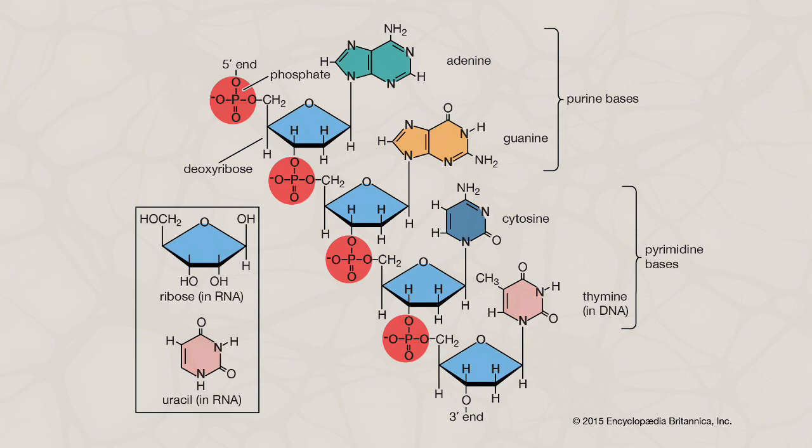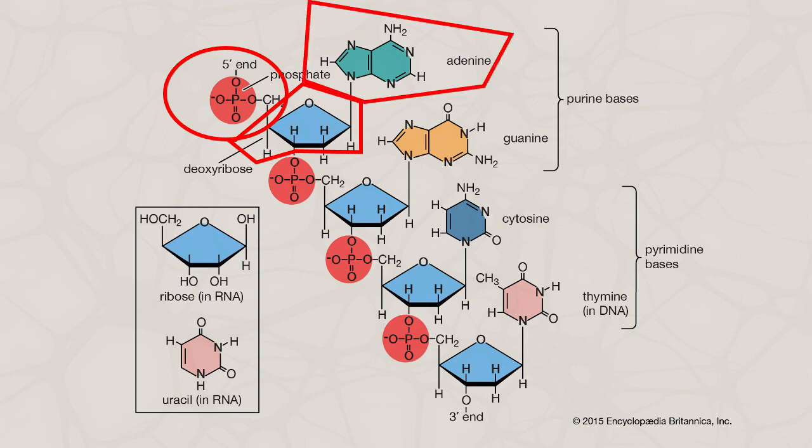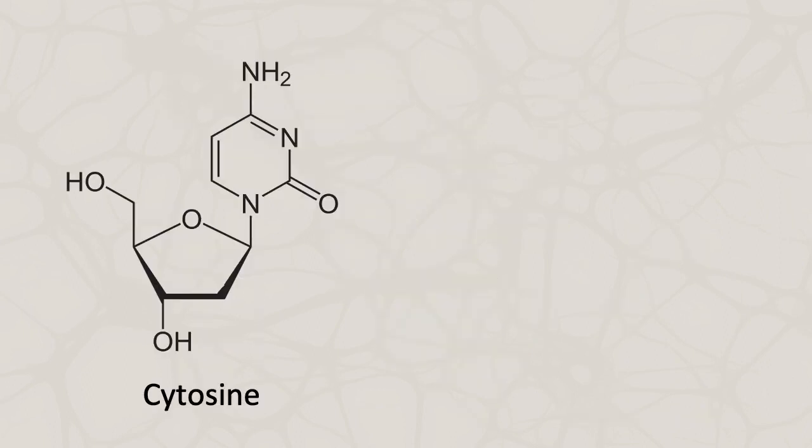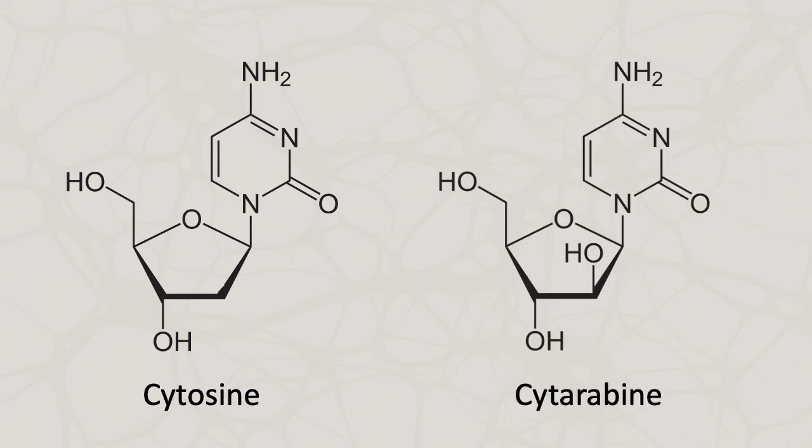But also looking at what it's made of, the nucleotide is composed of a phosphate group, the deoxyribose group, and the base, which is either going to be a purine or a pyrimidine. The nucleotide, though, that I want to focus on now for cytosine is the pyrimidine. If you look at the structure of cytosine and compare that to cytarabine, you can see that the structure is largely similar, except that the second carbon on cytarabine is now oxygenated.